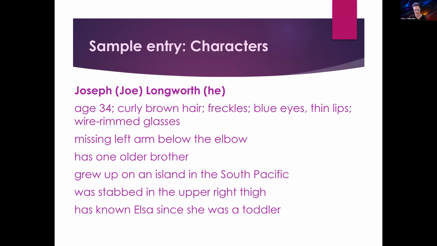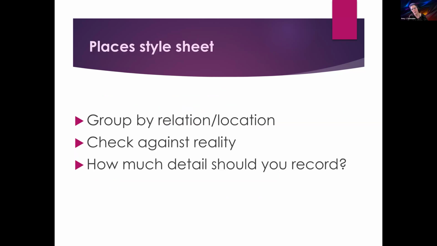Onward to places. Again, you would group things by their relation to each other, a planet and all the cities on it, or a city and then the main character's house and the secondary character's house, and then all the businesses that are downtown and things like that. You want to check things about that against reality when you can. If they're real places, check to see that they're named correctly, that they're located correctly, that they're in the right place compared to other locations, that they existed at that time period. But also remember to allow for deliberate fictionalization.